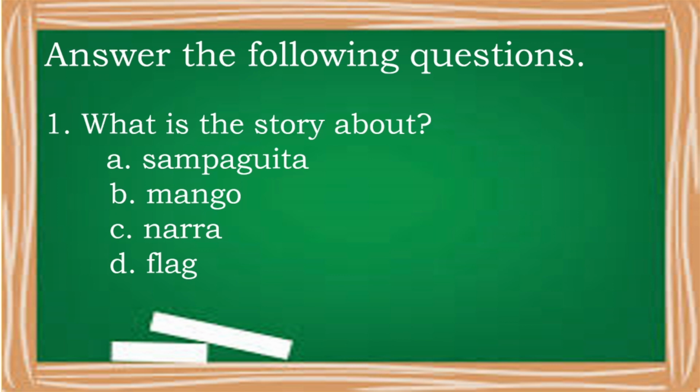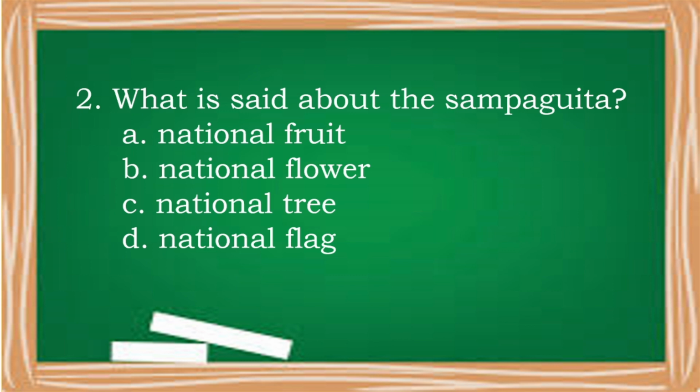Alright, let's answer the following questions. Number 1. What is the story about? A. Sampaguita. B. Mango. C. Nara. D. Flag. Number 2. What is said about the sampaguita? A. National fruit. B. National flower. C. National tree. D. National flag.